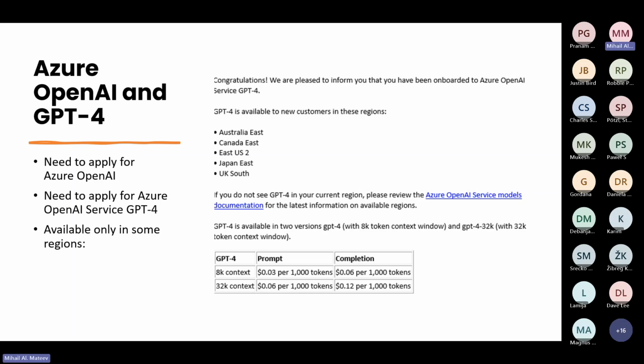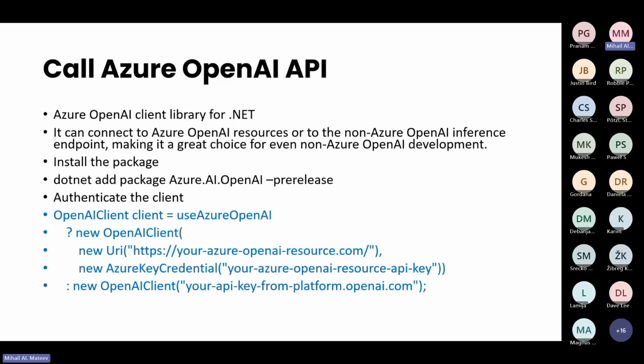Before September, you needed to have two subscriptions. First, to apply for Azure OpenAI, and after that, to be included in the OpenAI service for GPT-4. Now you need just to apply for OpenAI, and GPT-4 is already available in the specific regions.